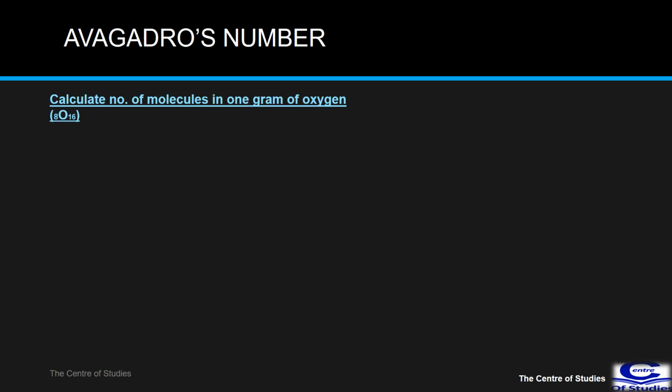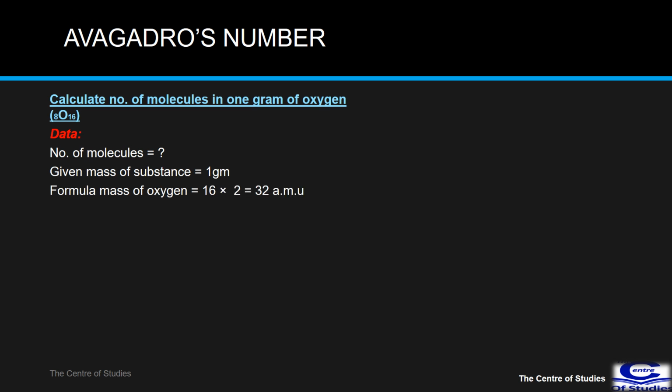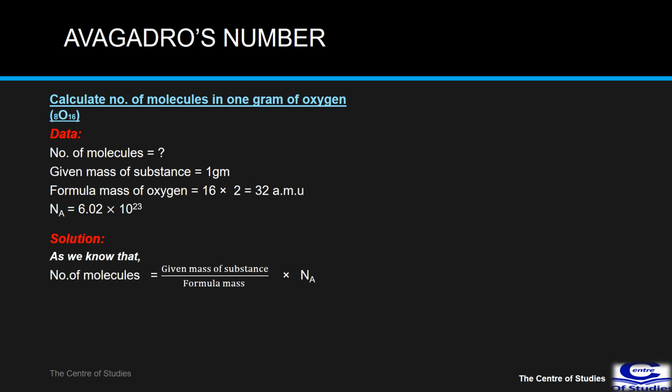So here's an example. Calculate the number of molecules in 1 gram of oxygen. Now again, you have to make the data first. You have to find out the number of molecules. The given mass of the substance is 1 gram. The formula mass of oxygen is 16 into 2, which becomes 32 AMU, and the Avogadro number. Now coming to the solution, as we know that the number of molecules is equal to the given mass of a substance divided by formula mass into the Avogadro number.